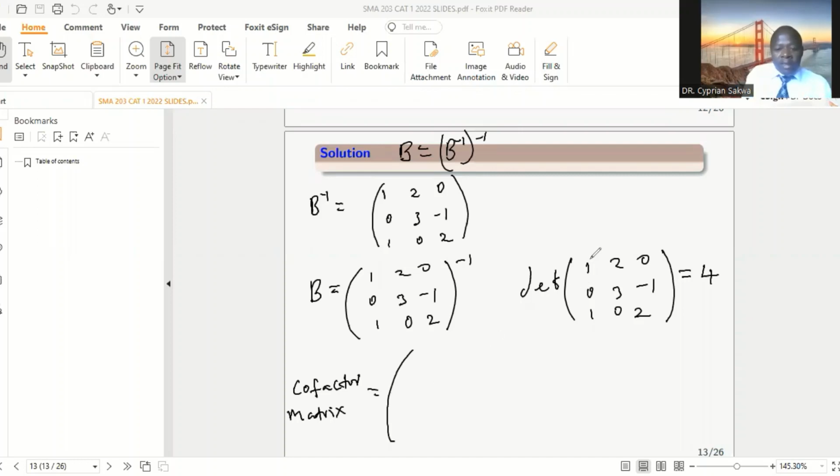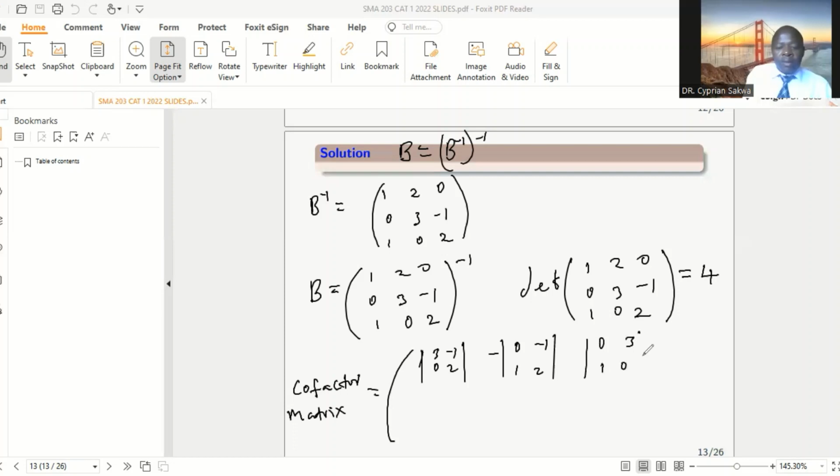Now for the first line, the cofactor of this element: delete its row and its column, I have 3, negative 1, and 0, 2. So the determinant of this. Then the second element will be negative. Delete the row and the column of the second element. You have 0, negative 1, and 1, 2. And then the third element here is 0. The sign will be positive. Delete its row and its column. You have 0, 3, and 1, 0.